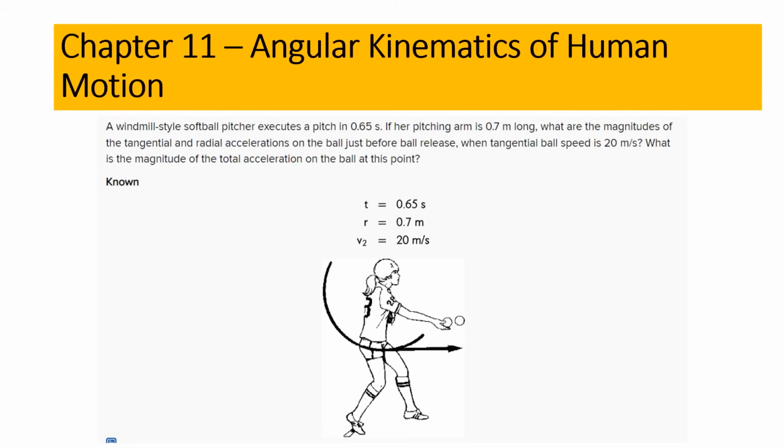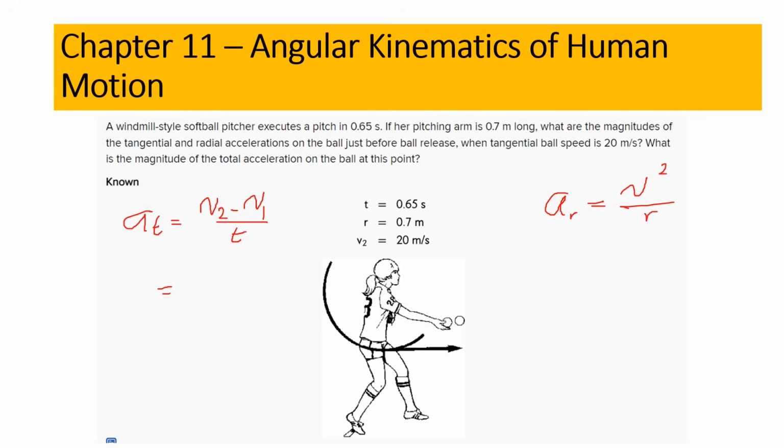We have this lady, she is pitching along 0.65 seconds, and the pitch arm is 0.7 meters, and we have a speed of 20 meters per second. We need the acceleration. Remember, we have two accelerations. We have the A_T and the A perpendicular. What is the formula for A_T? V2 minus V1 over the time, and the A radial is V squared over R.